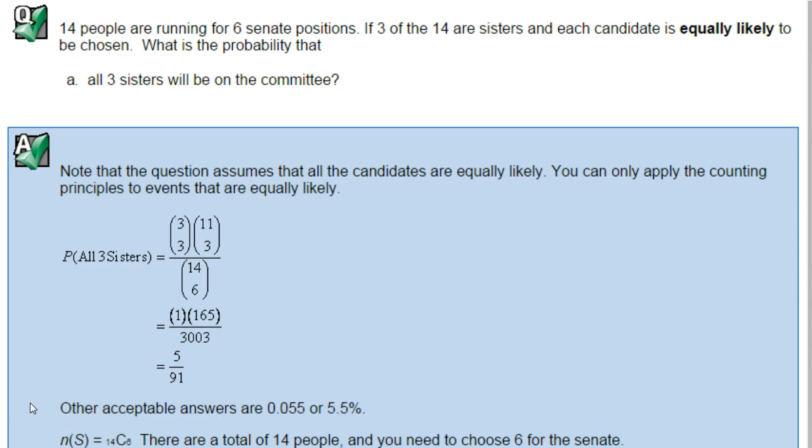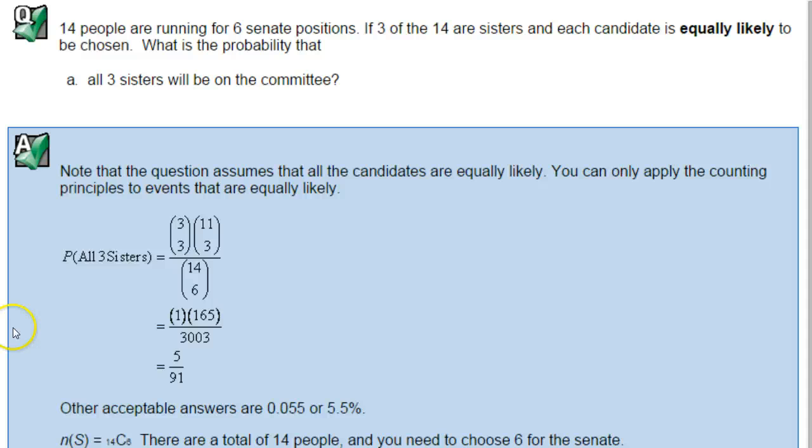So let's look at a slightly different question. We've got 14 people running for 6 Senate positions. 3 of the 14 people are sisters. Each candidate is equally likely to be chosen. Okay, so we've established a few facts. Now, what is the probability that all 3 sisters will be on that committee of 6?